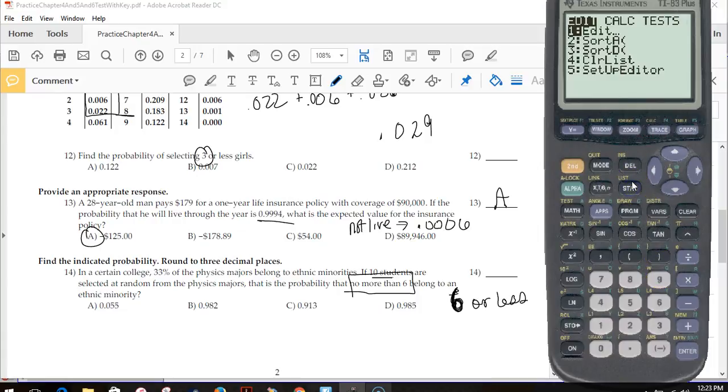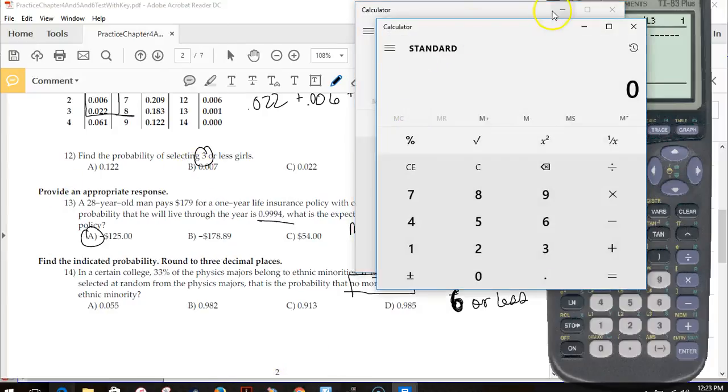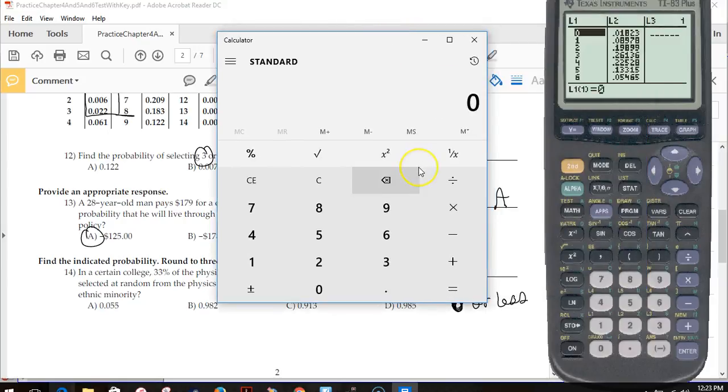So now when I go into stat edit, all my probabilities are there, and I want to count up from 0. So 0, 1, 2, 3, 4, 5, 6. And I want 6 or less. So I need to add up these first 7 numbers, which is not a whole lot of fun. I'm going to see if I can pull up another little calculator here. I don't know why it always opens up twice. So 0.01823 plus 0.08978.